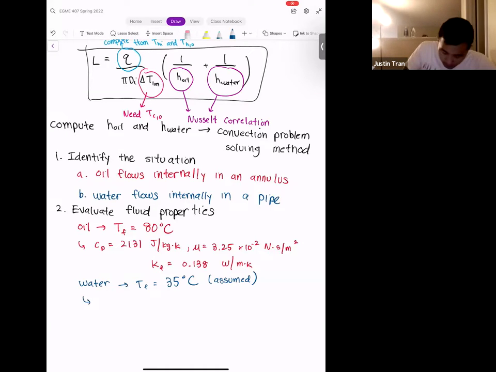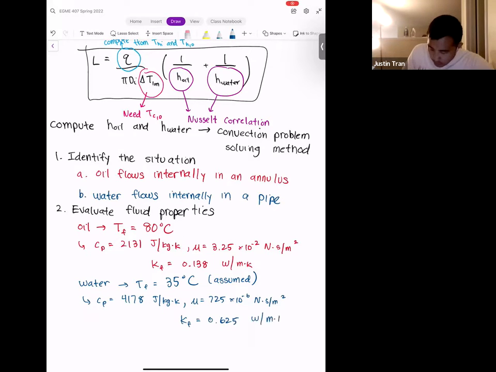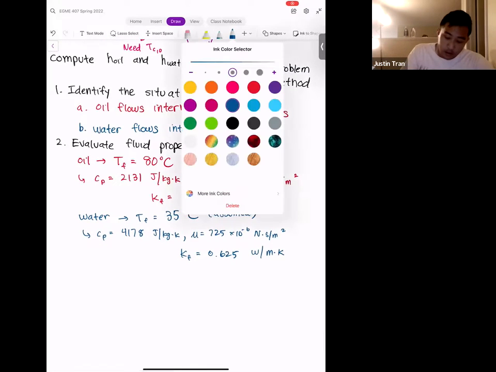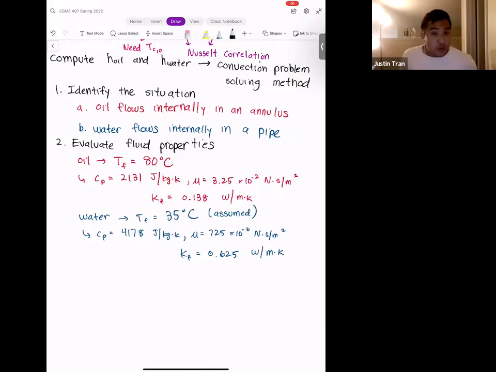All right, under these conditions, we have a Cp of 4178 joules per kilogram K, a dynamic viscosity of 725 times 10 to the minus 6 Newton second per meter squared, and a thermal conductivity of 0.625 watts per meter Kelvin. Those are the properties that we're going to use to compute everything down the line.